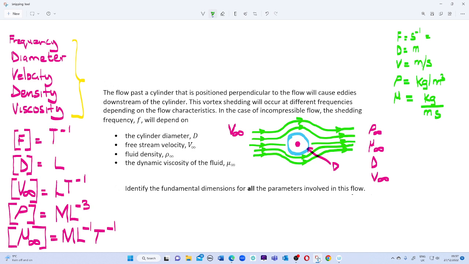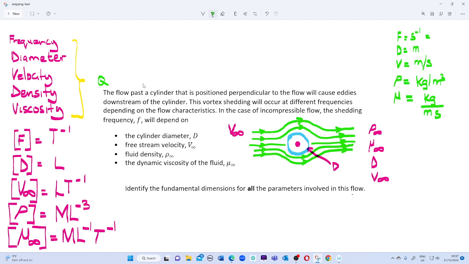Hello everyone. Today we shall be discussing this particular question on aerodynamics. Now let's read the following question. The flow past a cylinder that is positioned perpendicularly to the flow will cause eddies downstream of the cylinder.